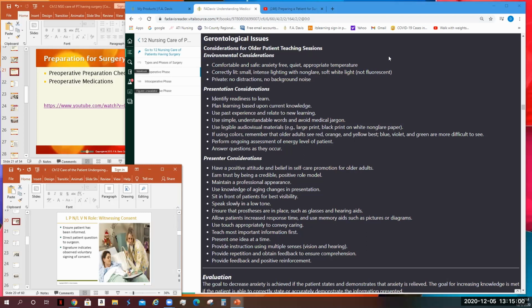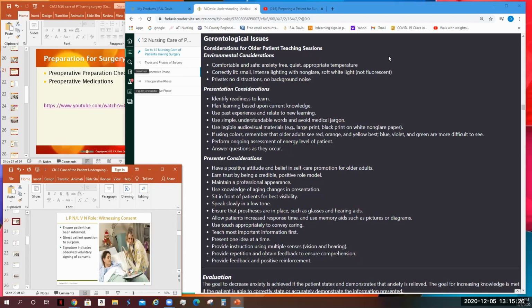Considerations for the older patient teaching sessions. Environmental considerations: comfortable and safe, anxiety-free, quiet, appropriate temperature. Correctly lit, small, intense lighting with non-glare, soft white light, not fluorescent. Private, no distractions, and no background noise.